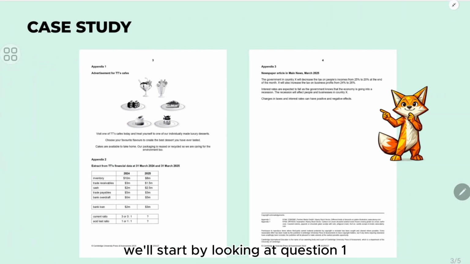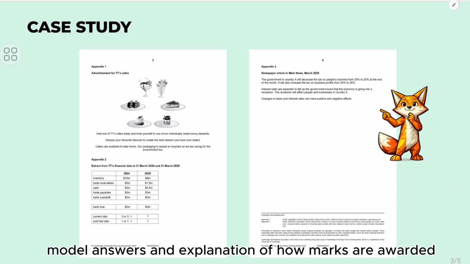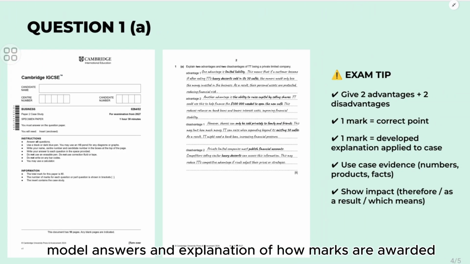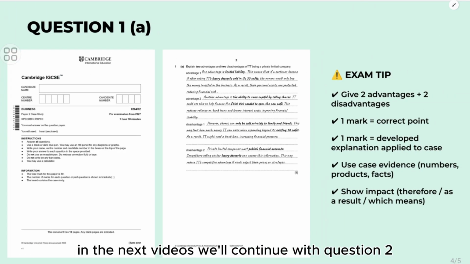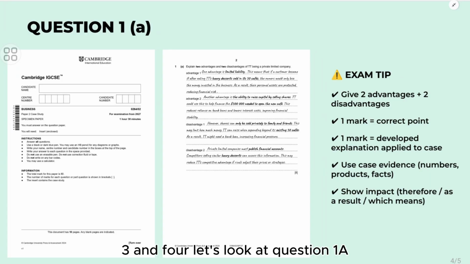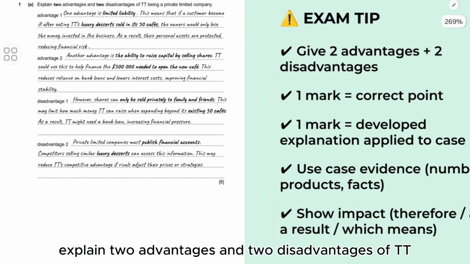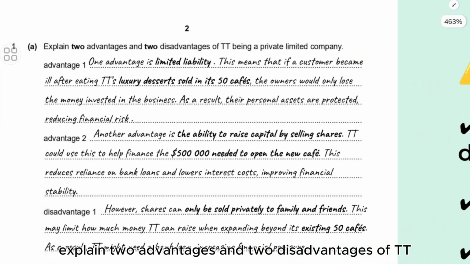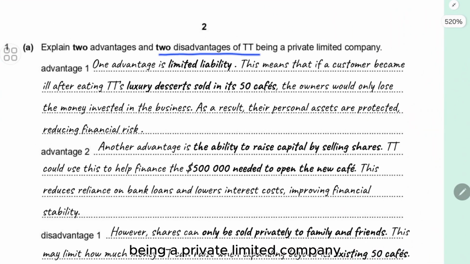We'll start by looking at question 1A and 1B today, with clear guidance, model answers, and explanation of how marks are awarded. In the next videos, we'll continue with question 2, 3, and 4. Let's look at question 1A. Explain 2 advantages and 2 disadvantages of TT being a private limited company.